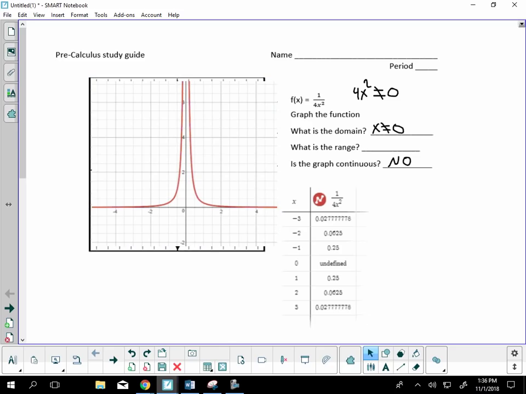The range is y is greater than zero. And you can get that off of your table as well, that none of your numbers are going to be negative.